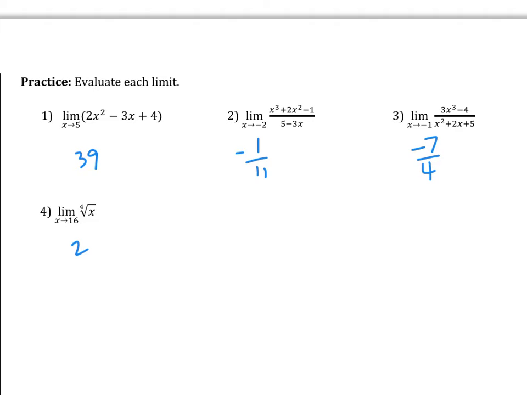All right, so these four are all very nice. They turn out to be continuous at all those points. So the answers are as follows: 39, negative 1 over 11, negative 7 over 4, and 2.